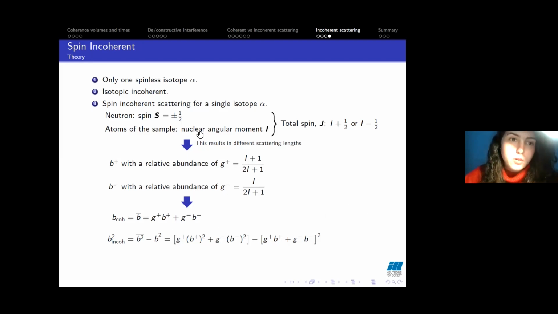And of course, I was actually thinking of putting it in the slide. You can have a sample where you have different isotopes and different spin states, and it wouldn't be so difficult to actually develop a formula, but it would be a little bit big and messy. So I didn't want to add it, but it would be the same idea. You consider the average, considering the different spin states and the different isotopes that you have, and then try to find a formula for the variance to get the incoherent contribution.